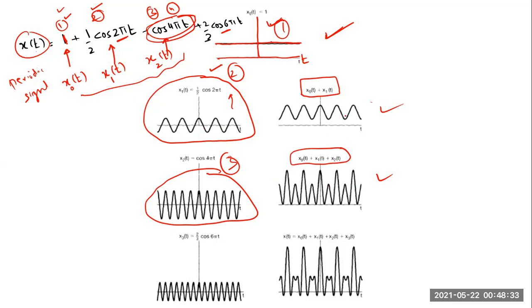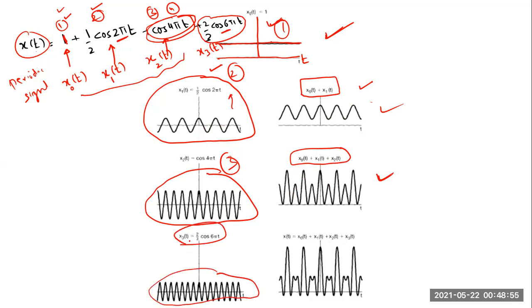And you can clearly see that this is a periodic signal. This is also periodic, but now because of the addition of a third component, the shape of the signal has changed. And now in the final stage, if you consider only this signal, which I call x3(t), x3(t) is equal to 2/3 cos 6 pi t. If you plot the signal, this is going to be the shape of your signal.